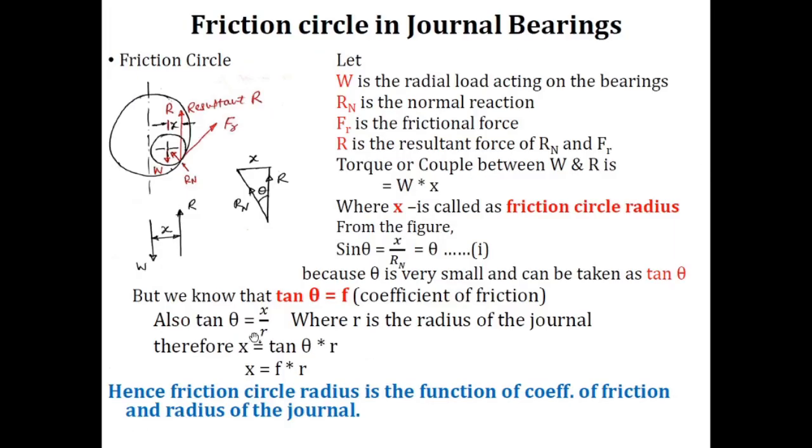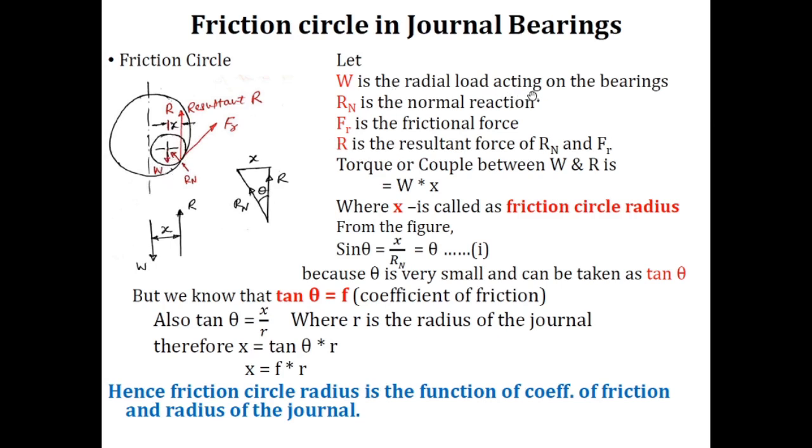Now to begin with, the first term is the friction circle in the journal bearings. To understand this figure, the bigger diameter is the diameter of the bearing, and the smaller one is the diameter of the journal. This journal is subjected to a radial load W.